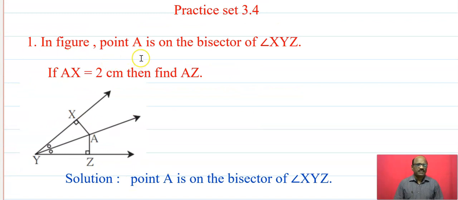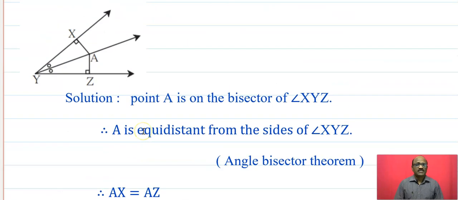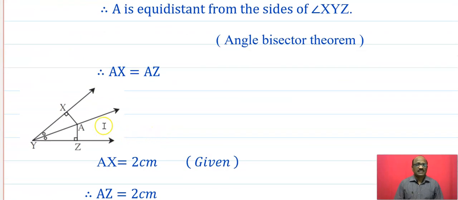In the figure, the point A is on the angle bisector of angle XYZ. AX is equal to 2. Then find AZ. Now as the point is on the angle bisector, therefore AX is equal to AZ.